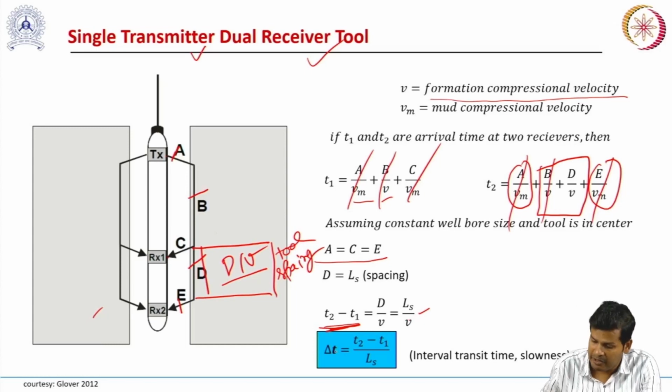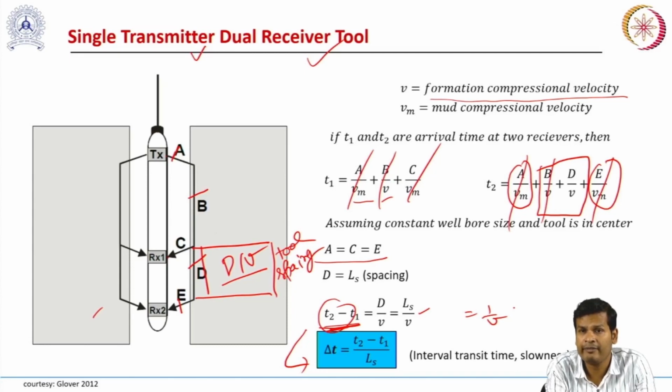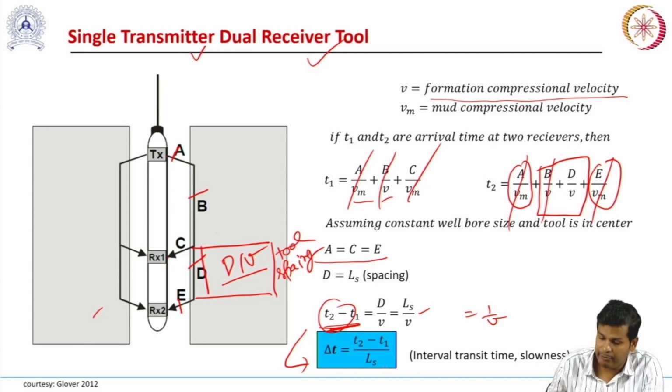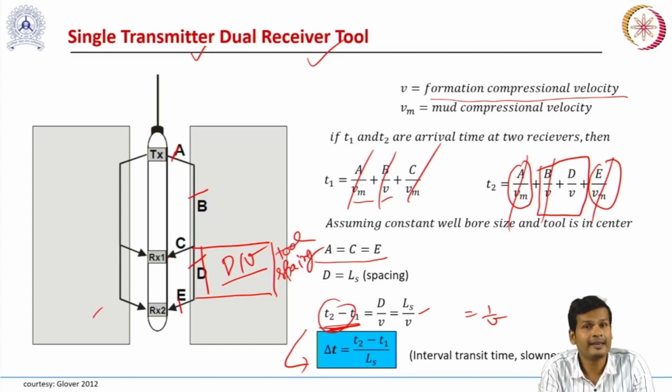So delta T, the interval transit time, or the slowness of the formation, will be T2 minus T1 divided by Ls. That will be equal to 1 by V, because we are defining interval transit time as the time taken by the sound wave to travel a unit distance inside the formation. That should be equal to 1 by V. That's why we need to divide T2 minus T1 by the tool spacing. So this way the interval transit time or the slowness of the formation can be computed by a single transmitter and dual receiver tool, which can also eliminate the effect of the sonic wave travel time inside the mud.